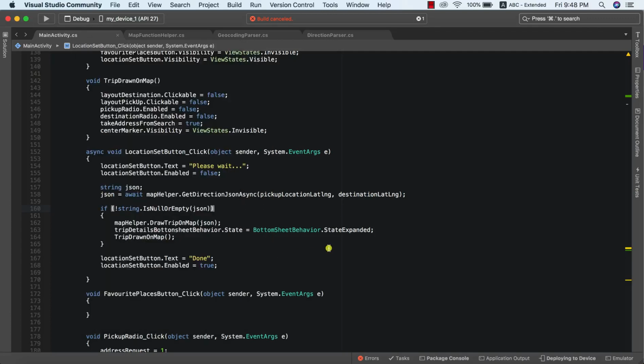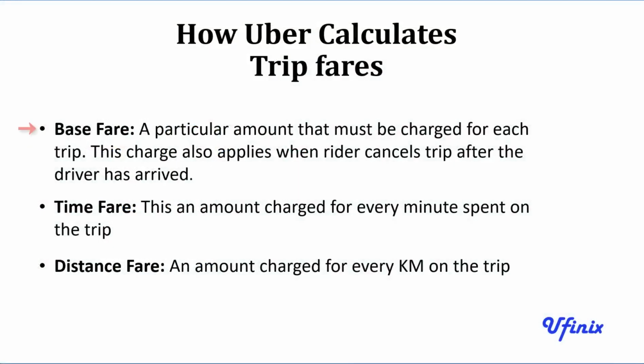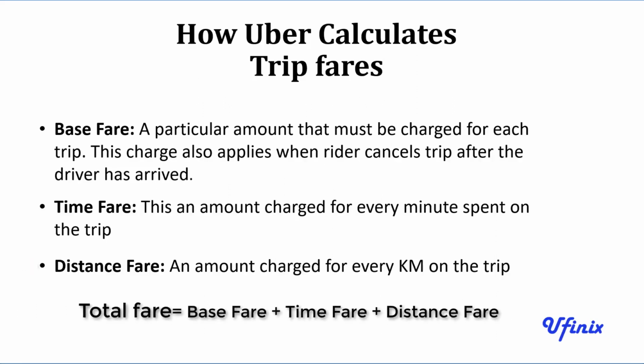Before we continue, I want to give us some highlights on how Uber calculates our trip fares. There is something called base fare. The base fare is a particular amount that must be charged for each trip. This charge also applies when a rider cancels the trip after the driver has arrived. And also we have the time fare. The time fare is an amount charged for every minute spent on the trip. And the last one is the distance fare. The distance fare is an amount charged for every kilometer on the trip. When you sum these three up together, it will form our total fares.